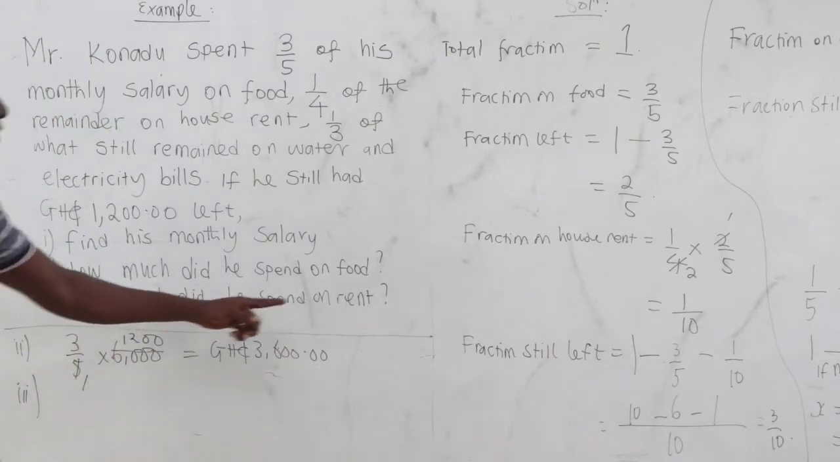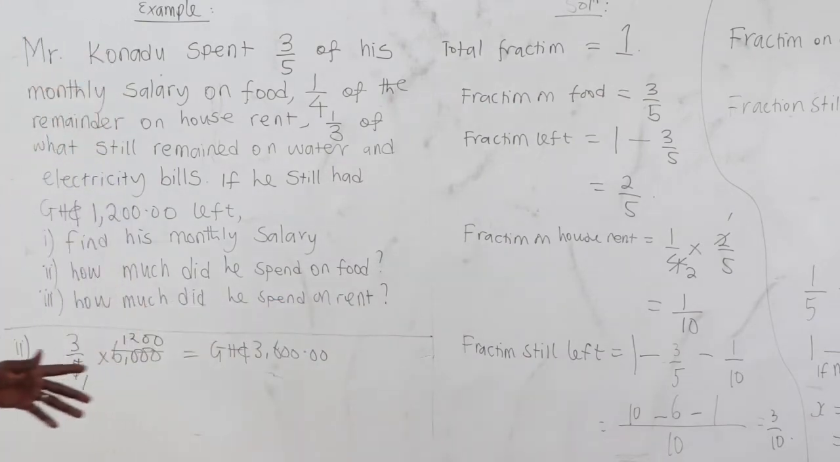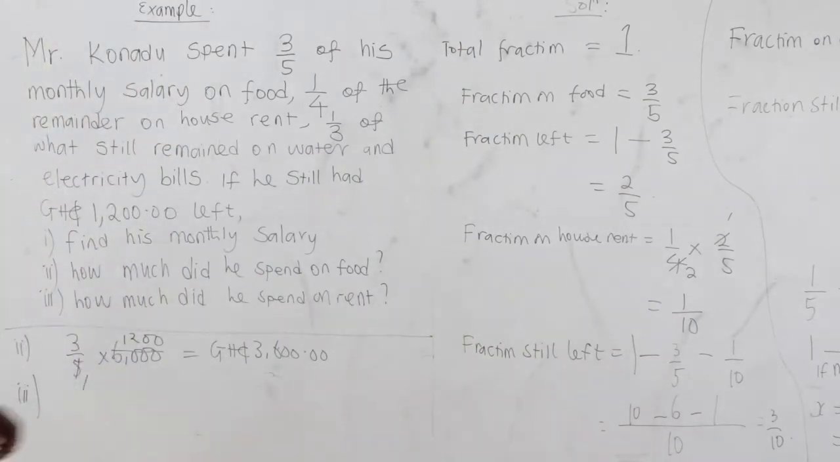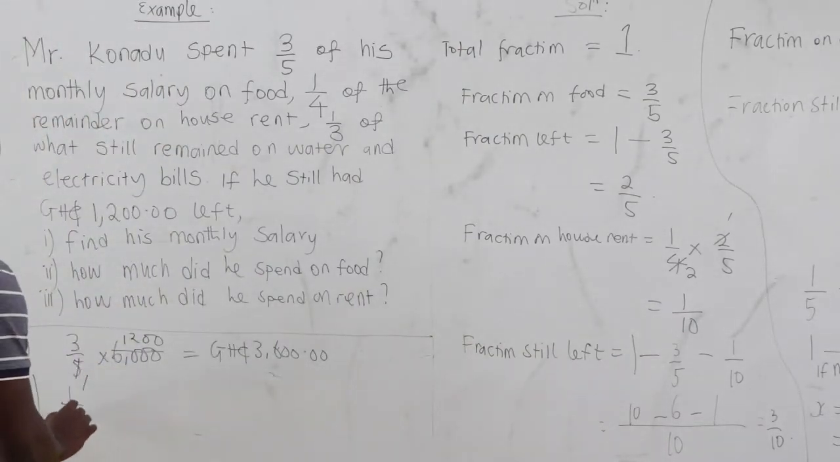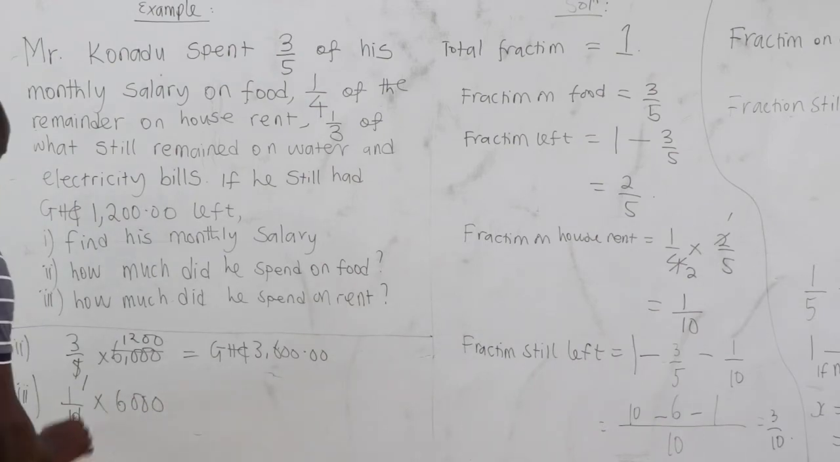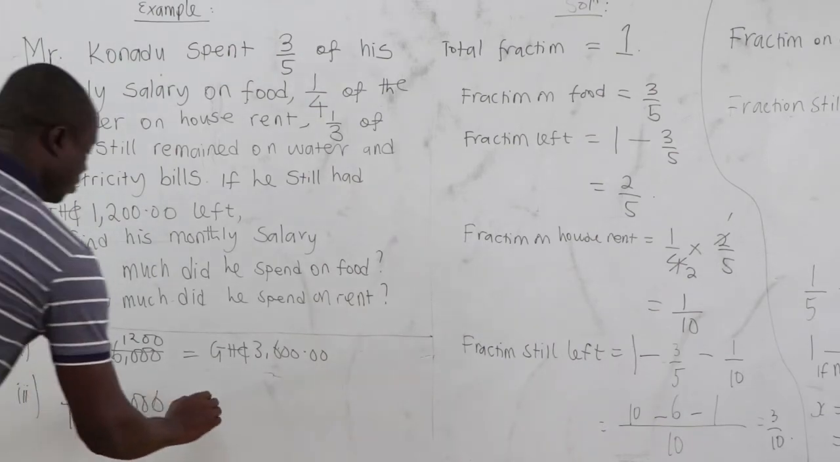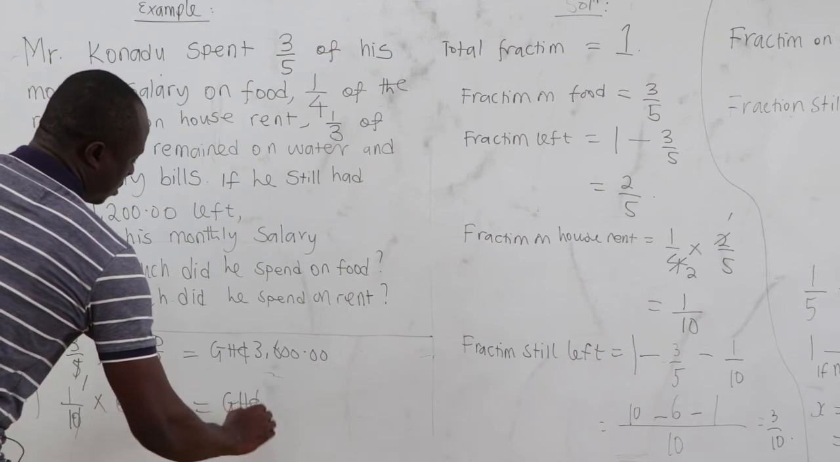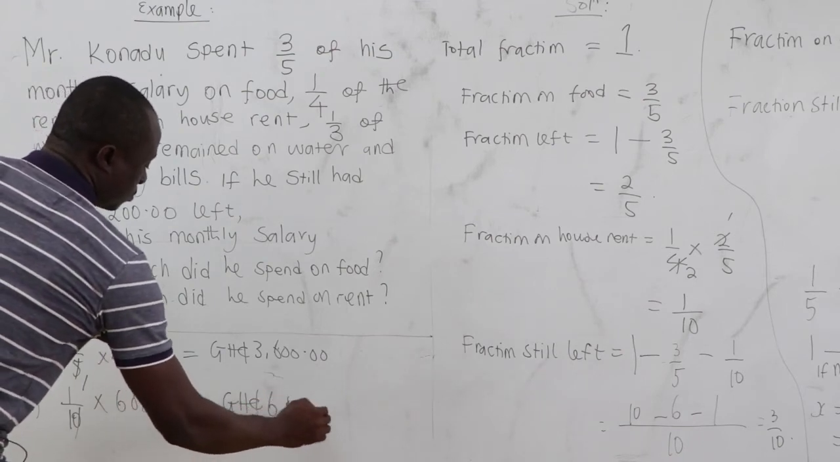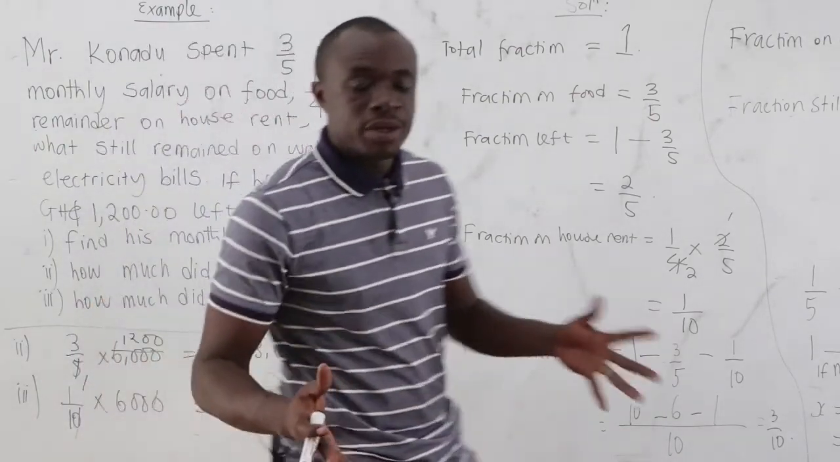How much did he spend on rent? Now, what is the fraction for rent? Fraction for rent is 1 over 10. So that will be 1 over 10 times 6,000. Now, this will cancel that. So that will be 600 cedis. This is very, very easy.